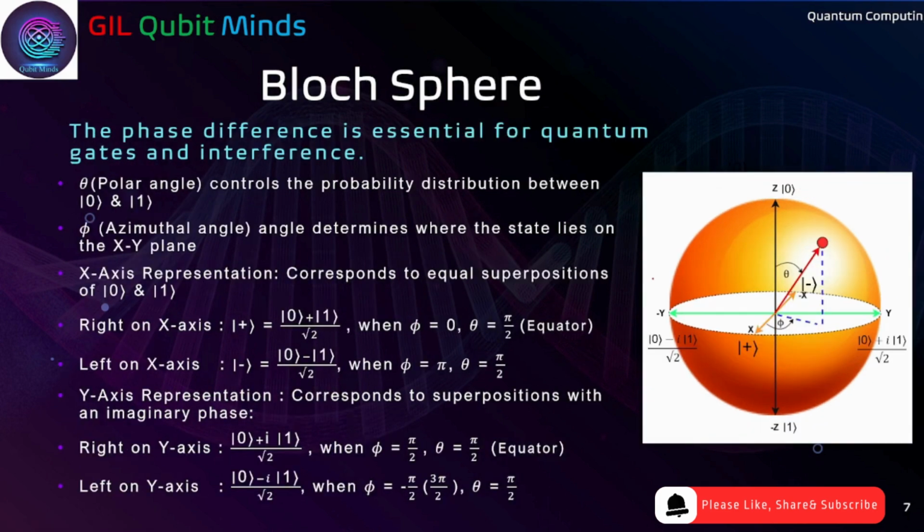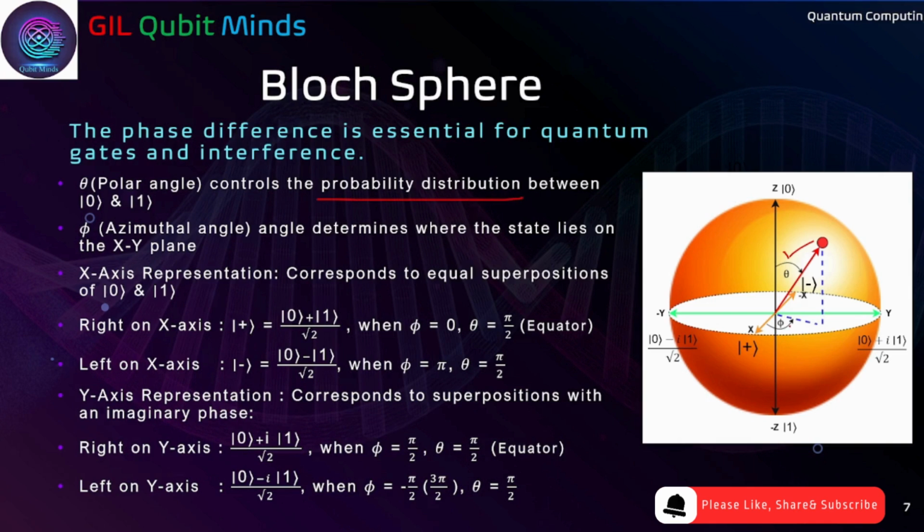Now here is the complete diagram. Here we can see this is the theta that we have said is the polar angle, the probability distribution between 0 and 1. So this is the total theta. It actually tells us the probability of getting 0 and the probability of getting 1. It is mainly explaining the distribution to us.